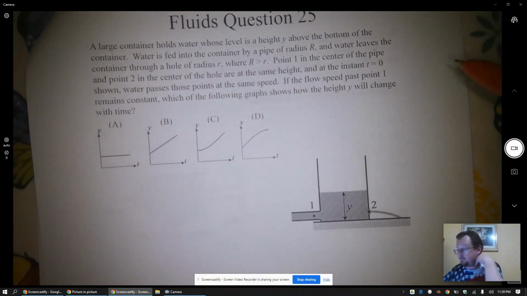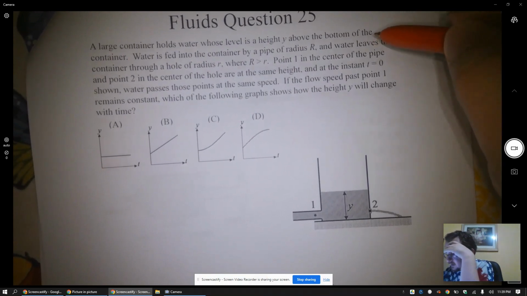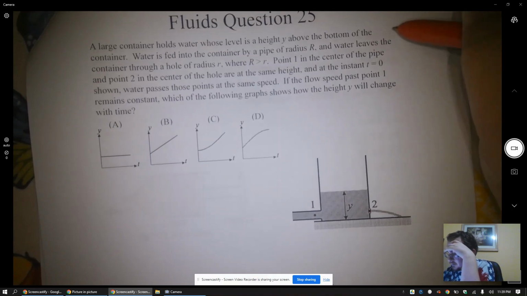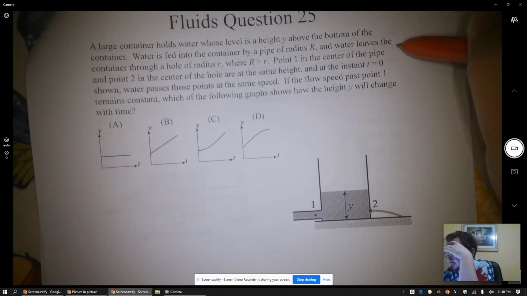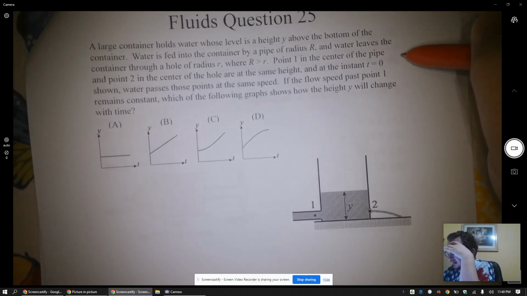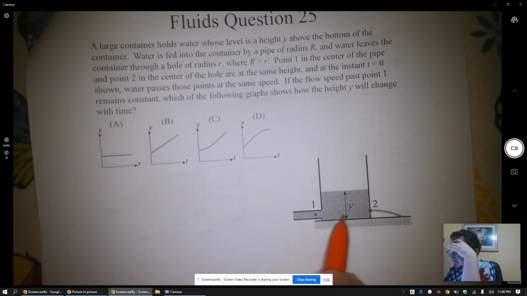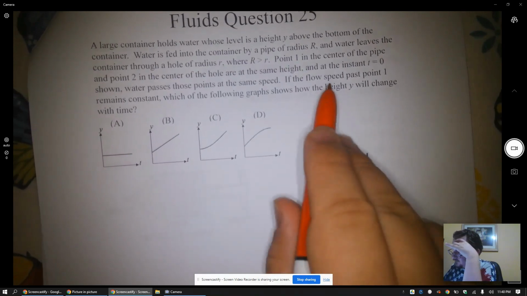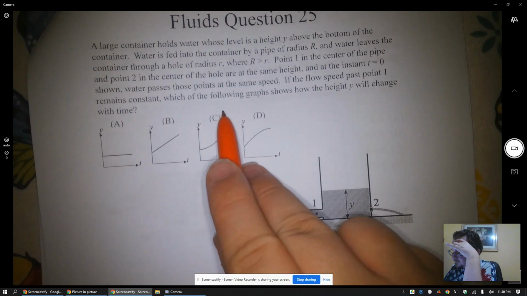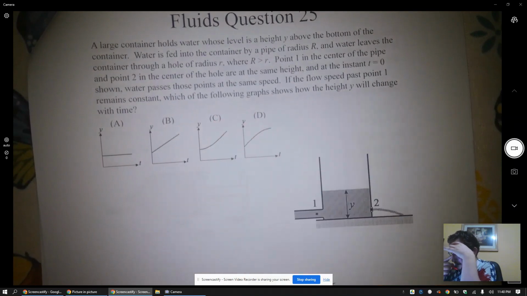Ooh, what's going on here? Okay, a large container holds water. Its level is a height Y. Water is fed into the container by a pipe of radius R, and the water leaves the container through a hole of radius r. Point 1 is in the center of the pipe, and point 2, center of the hole, is the same height. And at the instant t equals 0 shown, water passes those points at the same speed. So these are at the same speed. If the flow speed past point 1 remains constant, how will the height y change?